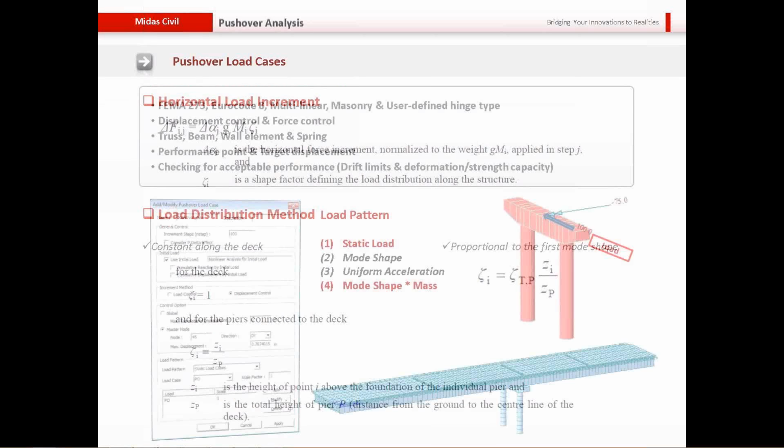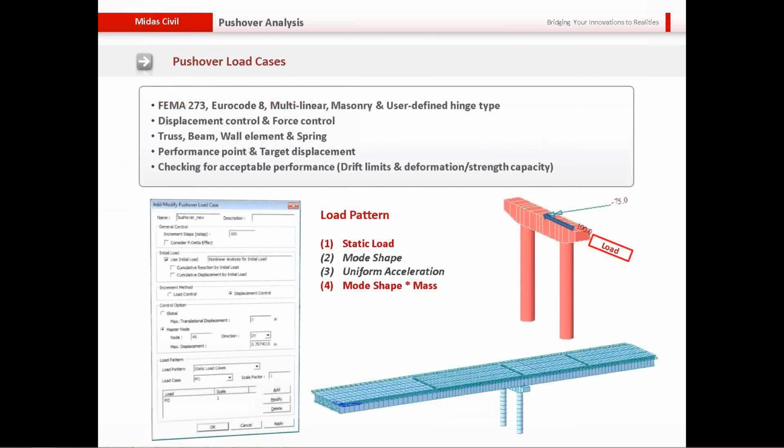When it comes to Midas Civil, our program supports pushover curves from FEMA 273, Eurocode 8, and multilinear pushover curve. Multilinear hinge types, masonry model, and user-defined hinge types are also available. Then displacement and force-based control methods are available. We have facility for applying the pushover analysis to truss, beam, wall, and even springs. We can find both performance point and target displacement, and we can perform checks for acceptable performance like drift limitations and deformations or strength capacity.